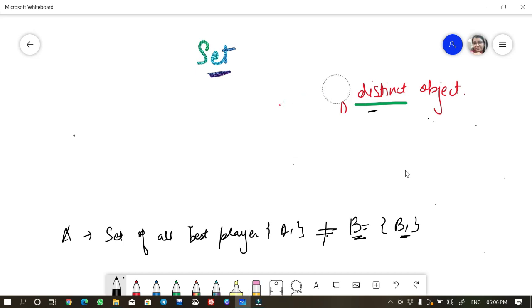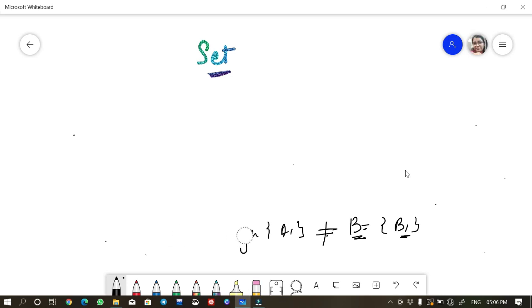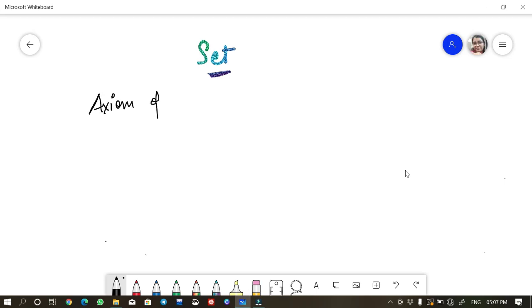I will be explaining the axiom of regularity, but it depends on the opinion of mathematicians, right? Someone believes in the axiom of regularity, someone doesn't. So there are two types of mathematicians: one who believes in the axiom of regularity and one who doesn't. I will be explaining, and according to your point of view, you will decide whether you should believe or should not believe in the axiom of regularity. The axiom of regularity is simply that no set can belong to itself.